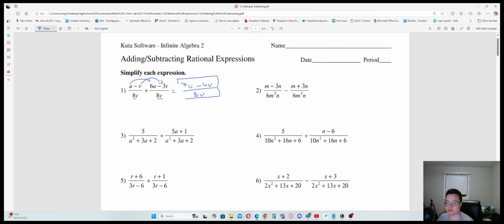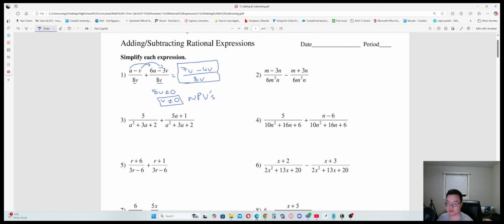But we also need to state the NPVs, because we have a variable in the denominator, which is v. So I need to state 8v not equal to 0. Then I solve for v, and I will have v is not equal to 0. And this is my NPV value.